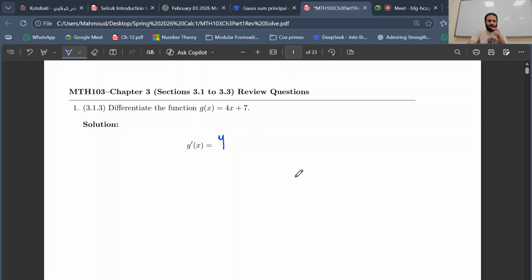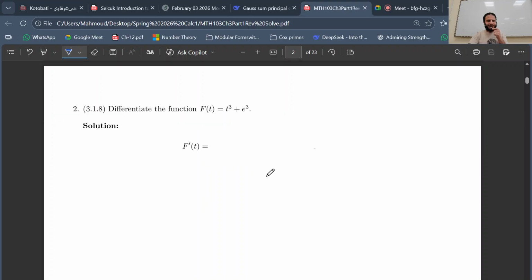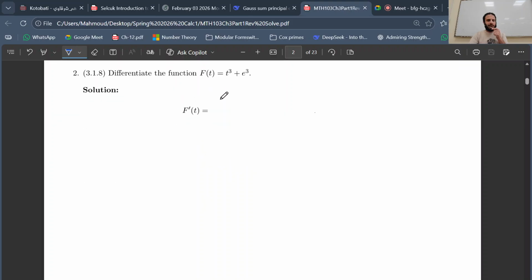So the derivative of 4x plus 7 is 4. This one is very boring, right? Let's solve the next one. Now differentiate the function capital F of t equals t cubed plus e cubed. I will solve it, but you need to be careful that I will make a mistake, okay?